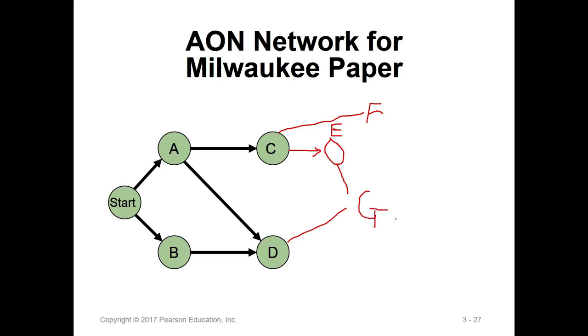G, because G has two prerequisites, both E and D. So they should go toward over here. And in the end, H has two prerequisites. So this is H.